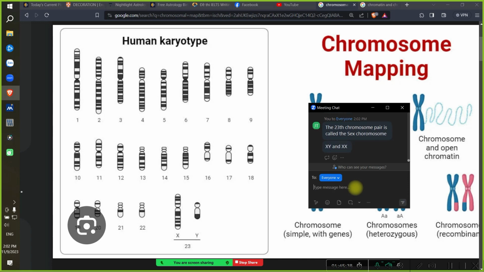But that is only true for humans, okay? For birds, XY is female and XX is male.